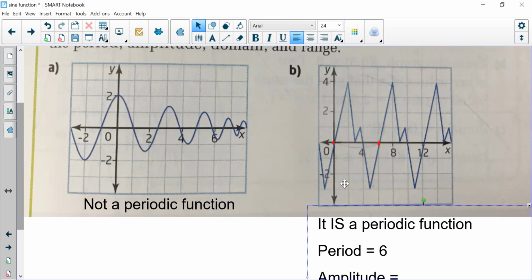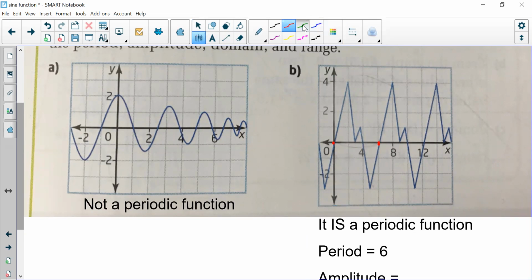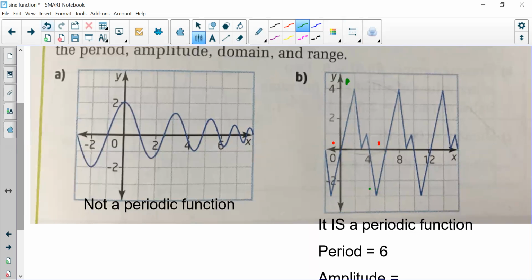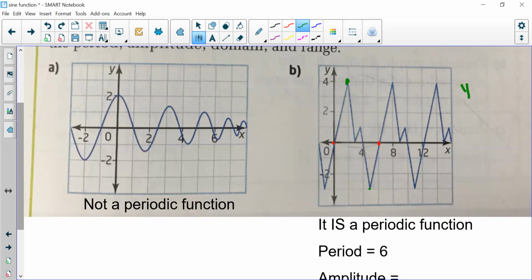Okay, amplitude. What's your definition of amplitude in your notes? Half the distance between the maximum and minimum values. Very good. Okay, so what you're going to do for this is take your highest value, which is 4, and your lowest value, which is negative, 1, 2, 3, 4. The y-axis is going by ones. 1, 2, 3. I think it's negative 3. Is that negative 3, guys? Yeah. Okay, so you're going to do 4 plus 3 divided by 2 to figure out the amplitude.